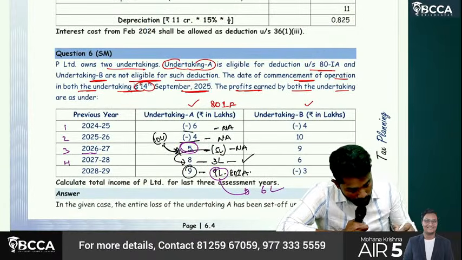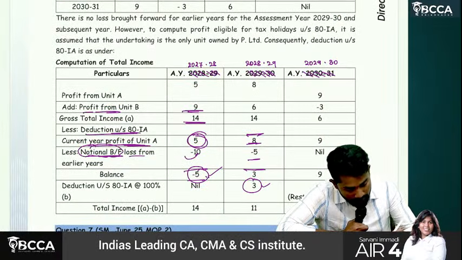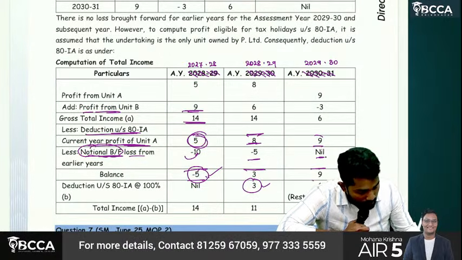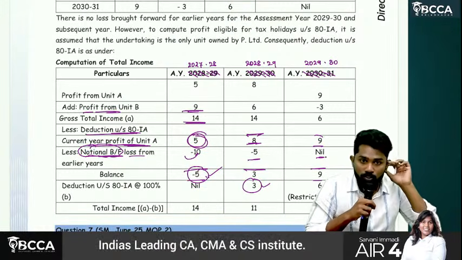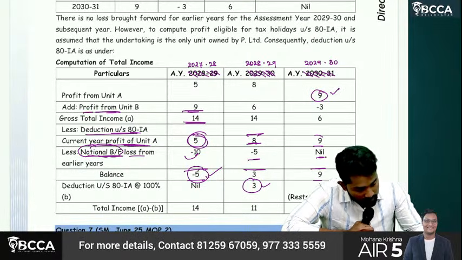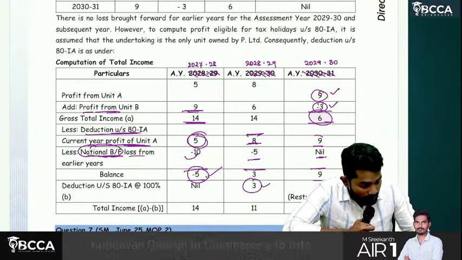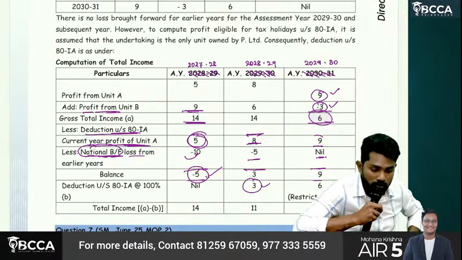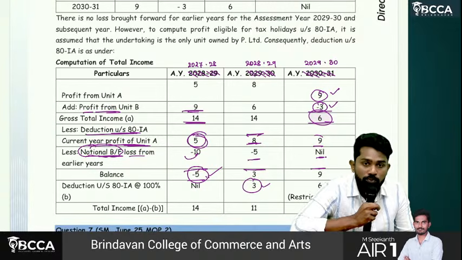Then last fifth year, sir. How much do they have as profit? 9 lakhs. Here 9 lakhs only. There is no brought forward loss to adjust. So actually they can claim how much, sir? 9 lakhs as deduction. But the deduction cannot exceed gross total income. Sir, this is the profit from unit A. This is the loss from unit B. If you do gross total income, how much? 6 lakhs. 80IA deduction of 9 lakhs you can claim, but the deduction cannot exceed gross total income. So it was restricted to 6 lakhs only.